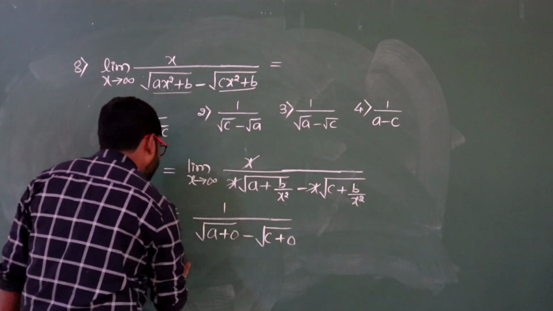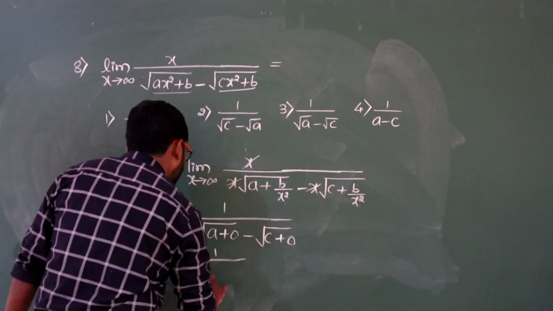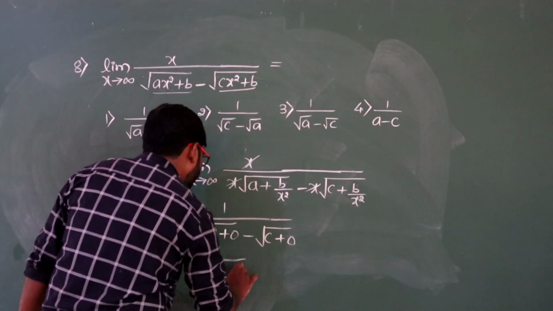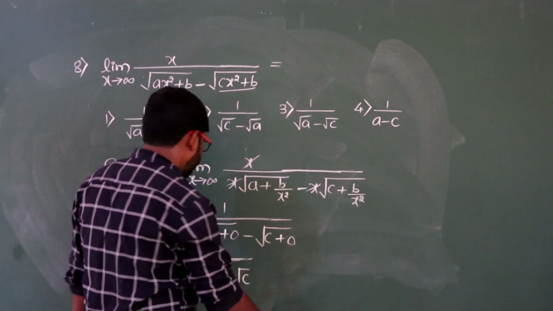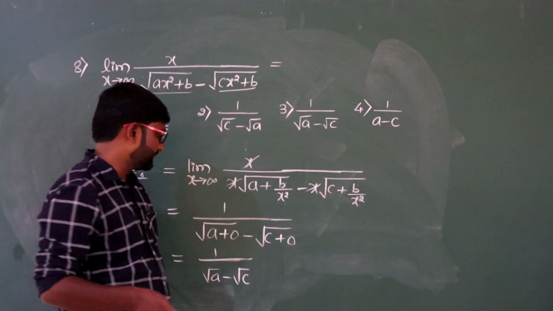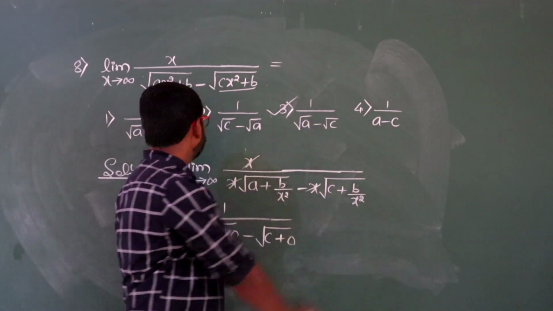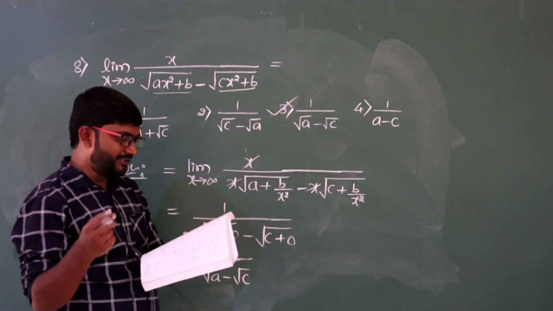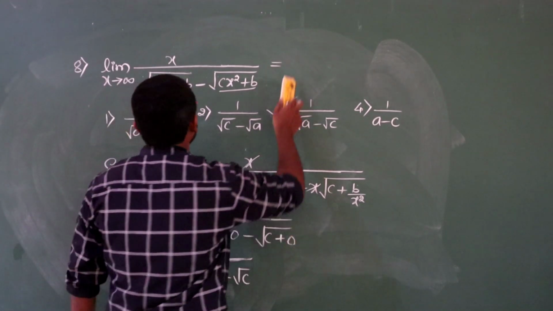So overall what is the answer now? 1 divided by square root of a minus square root of c. Option 3 is the correct answer. Note down this, then we'll take up the next question. That is question number 9.